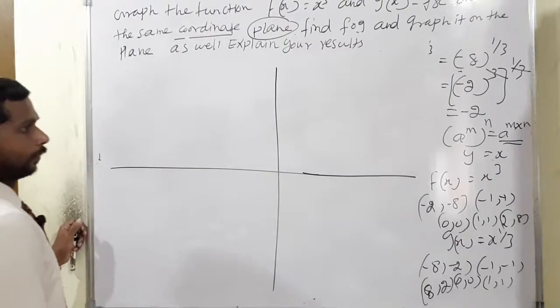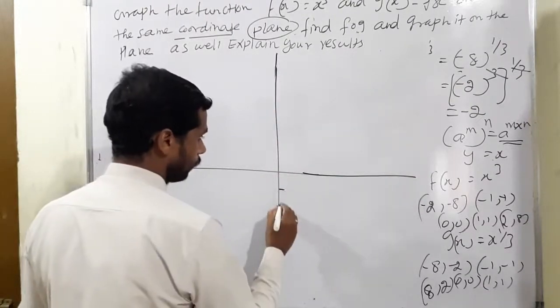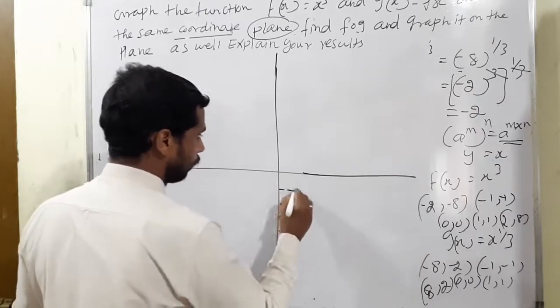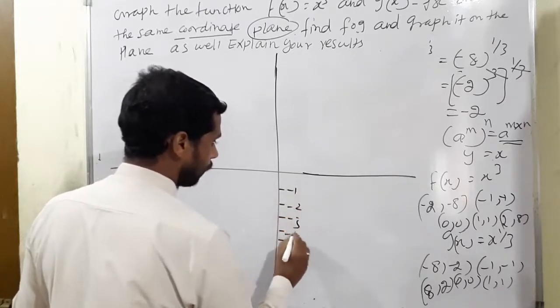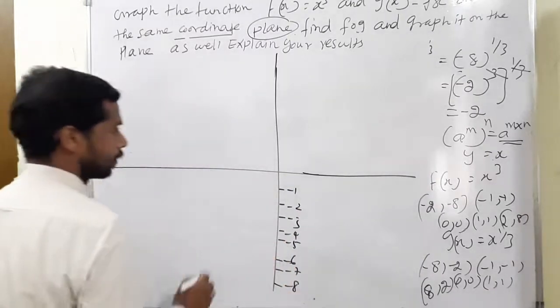So, now the condition also. 1, 2, 3, 4, 5, 6, 7, 8. Minus 1, minus 2, minus 3, minus 4, minus 5, minus 6, minus 7 and minus 8.